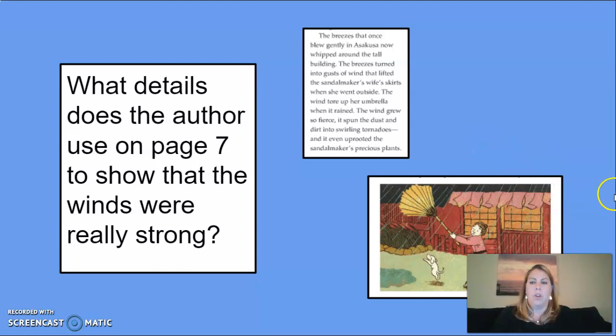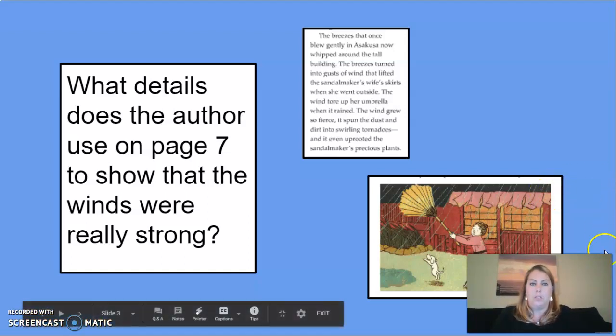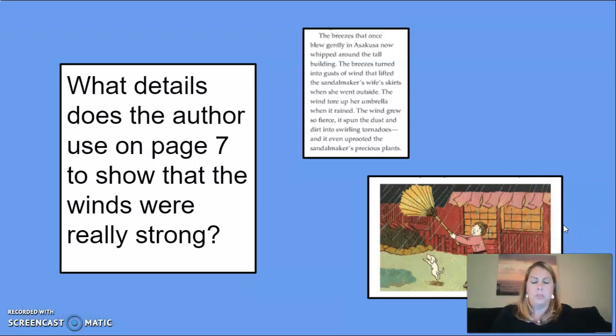What details does the author use on page 7 to show that the winds were really strong? So we're going to take a look at this passage here on page 7, and you can also see the picture here of the woman, and you can notice the wind is definitely blowing the way that the illustrator drew the picture in the image.